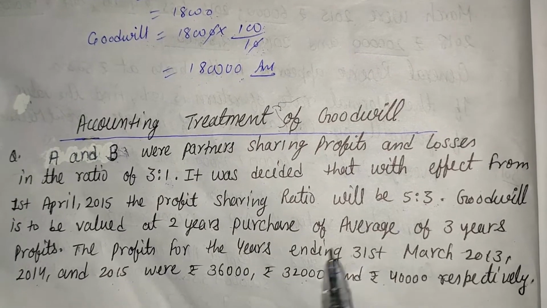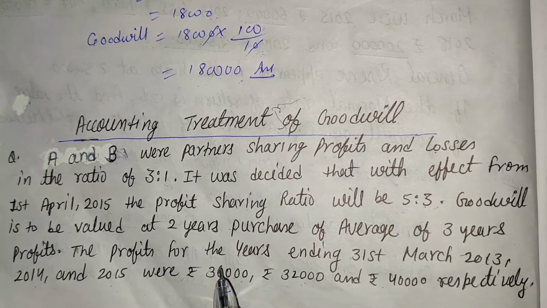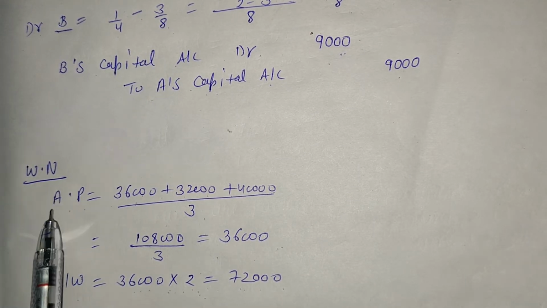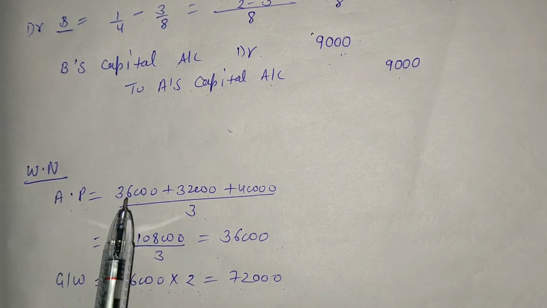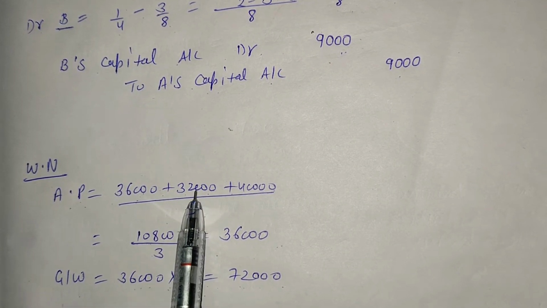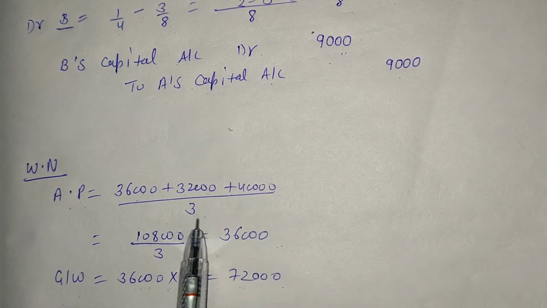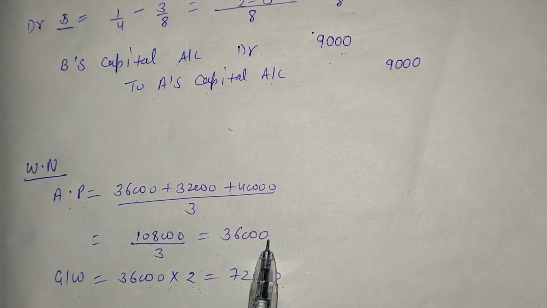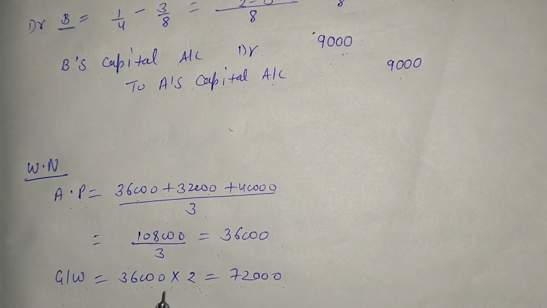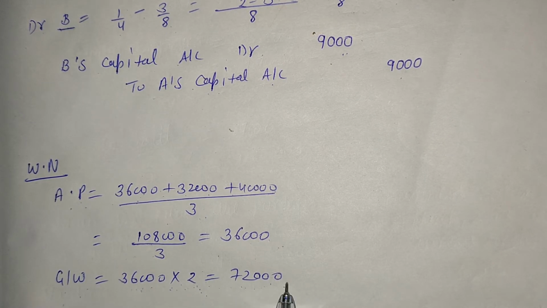Here, first of all, we will have to calculate goodwill. Goodwill is calculated in the working note. First of all, average profit. So, total profit of 3 years is added: 36,000 plus 32,000 plus 40,000 divided by 3. After that, we are getting 36,000. The formula of goodwill is average profit multiplied by number of years purchase. Average profit is rupees 36,000. Number of years purchase is given in the question, that is 2 years. 36,000 multiplied by 2, after that we are getting 72,000.